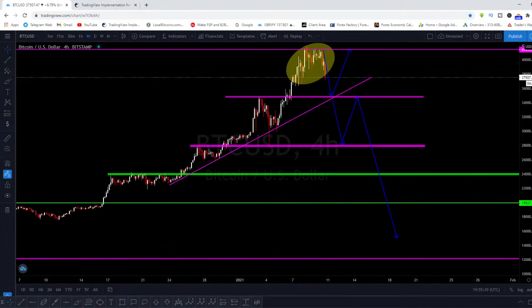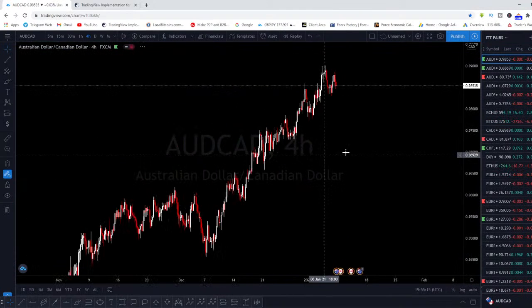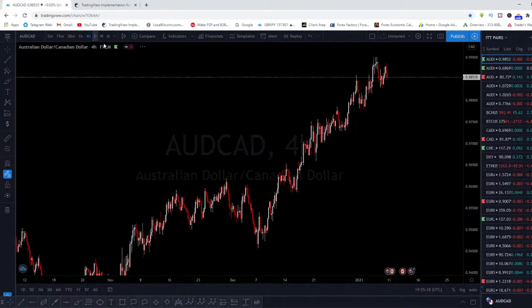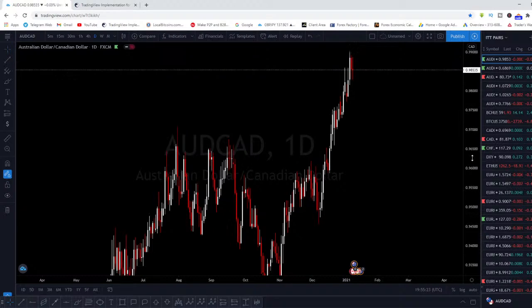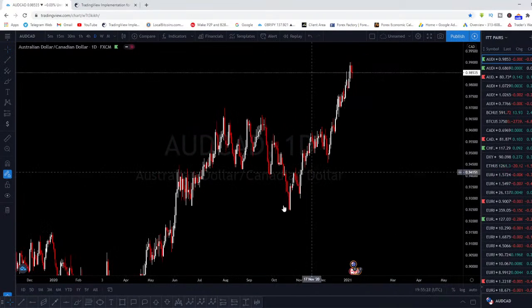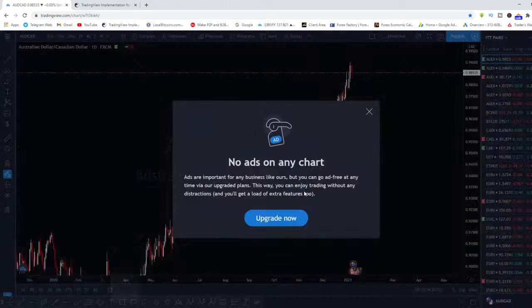So yeah, right now let me go down to another pair, maybe AUDCAD or silver. So this is AUDCAD right now on the four hour time frame. Let me go down to the daily time frame so that you can understand exactly my view on this. So this is AUDCAD, and I'm seeing this market is going to come down to retest this on the daily time frame.